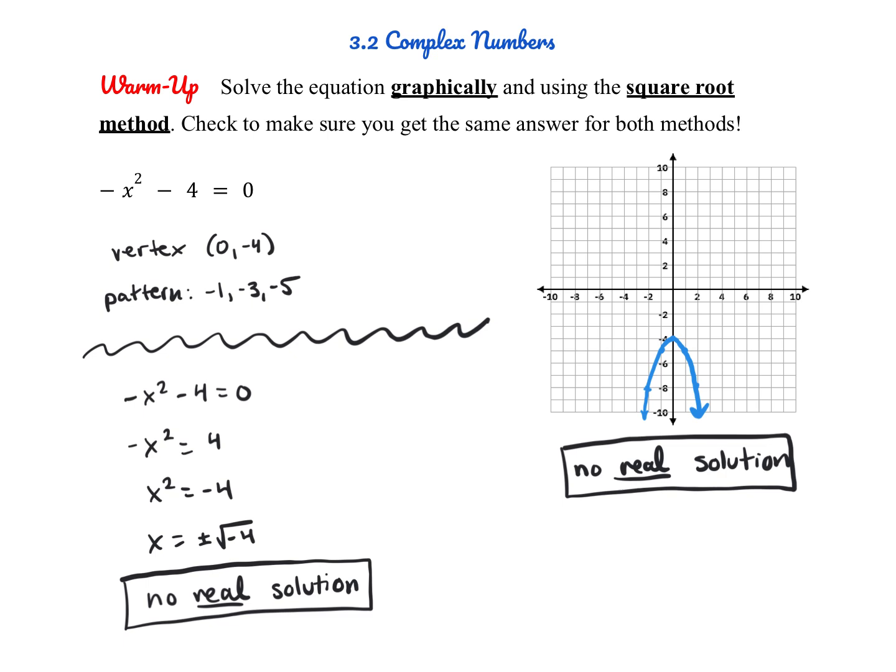Now today, we will be addressing this issue of, well, what do we do if we have the square root of a negative number? So that's what brings in this concept of complex numbers.